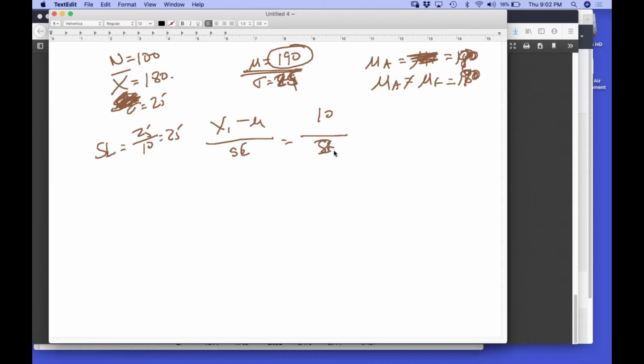So this is 2.5. So the z-score, I'm using z because I know the population standard deviation. What is the critical value of z that it has to exceed in order for my p-value to be less than 0.05? 1.96. Does it exceed 1.96? Yes, it does. So I can reject my null hypothesis.